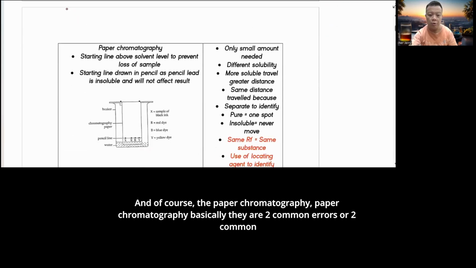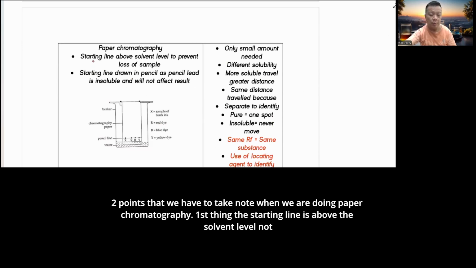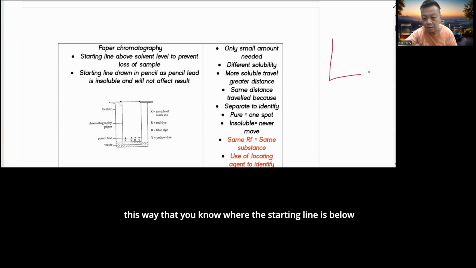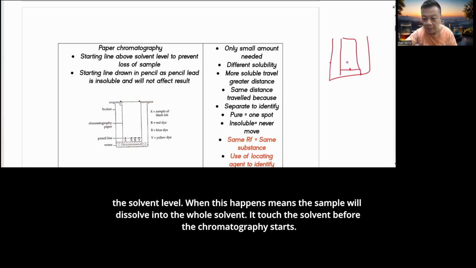Of course, we know about paper chromatography. There are two common errors or safety points that we have to take note of when doing paper chromatography. First, make sure the starting line is above the solvent level. Not this way, where the starting line is below the solvent level. When this happens, the sample will dissolve into the whole solvent. It touched the solvent before the chromatography starts.